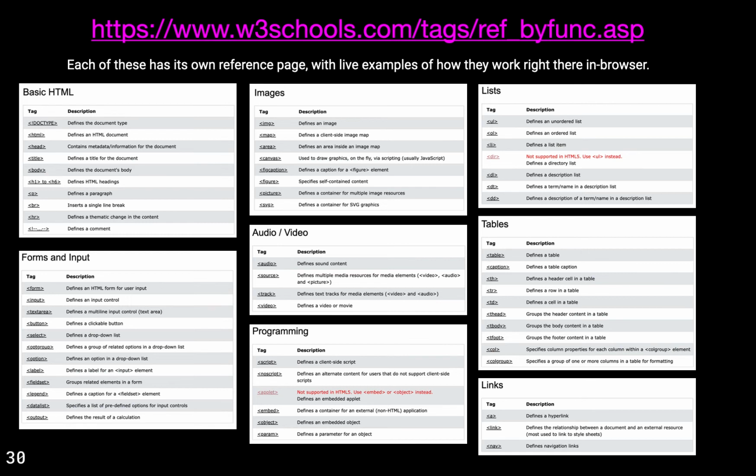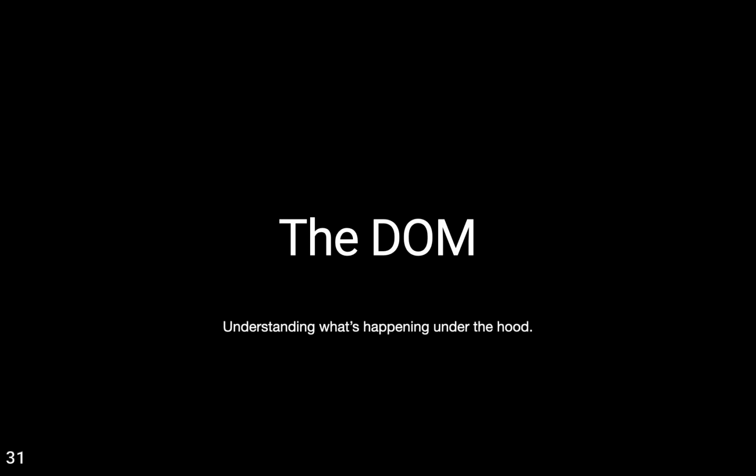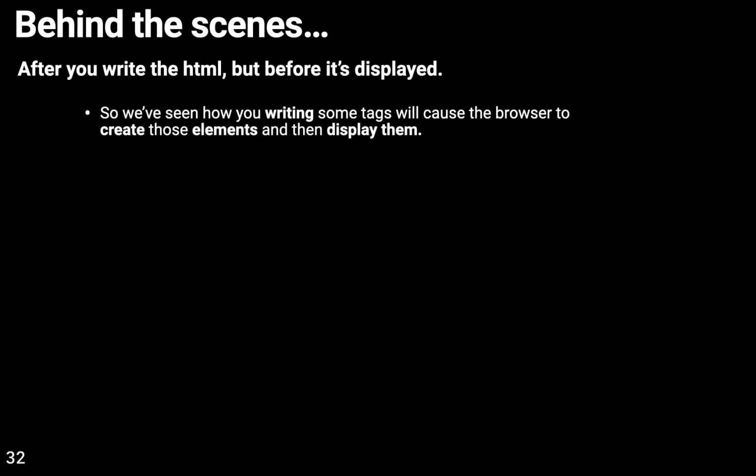So that's that aside, continuing on, let's talk about the DOM and try to get an understanding of what's happening under the hood when the browser reads this HTML file. So after you write the HTML, but before it's displayed, something must happen. Yes? We've seen how you write some tags that causes the browser to create those elements and display them, right?